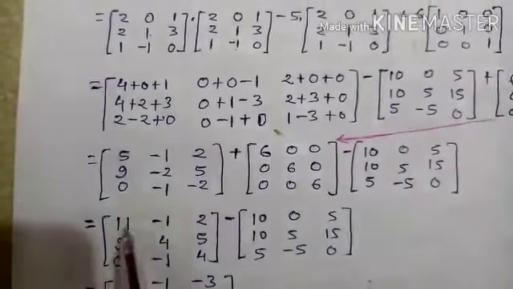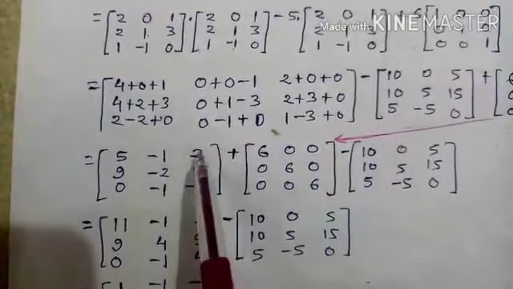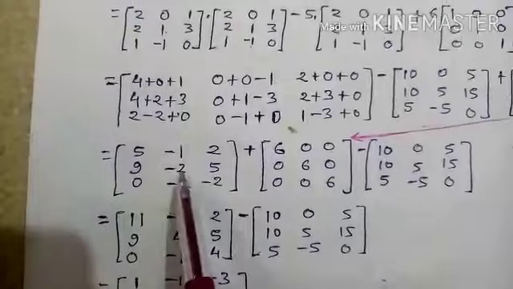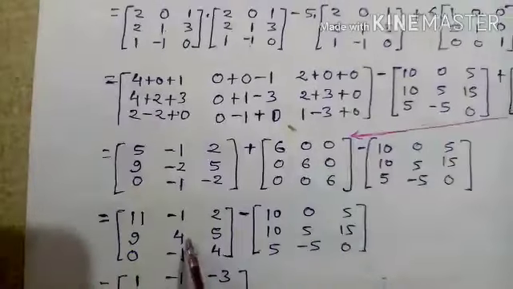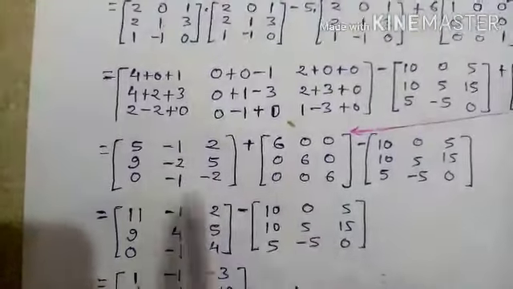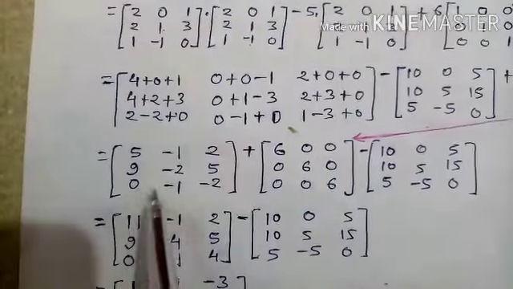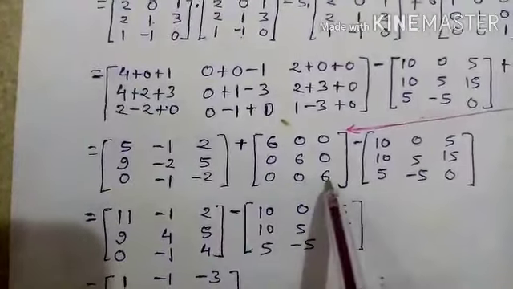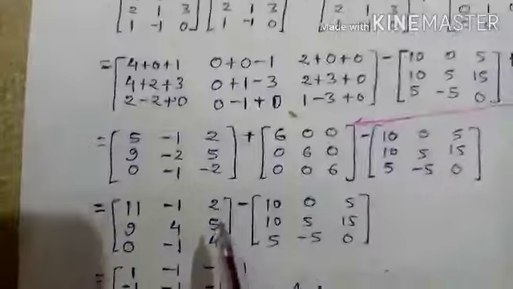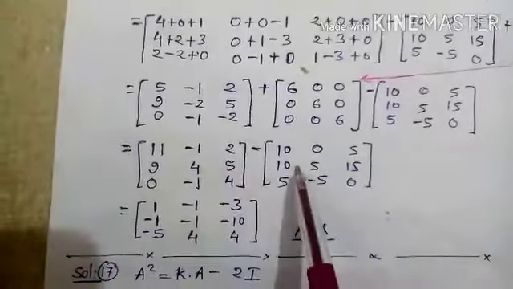So 5 plus 6, that is 11, minus 1 2 as it is, 9 as it is, minus 2 plus 6, minus 2 plus 6, that is 4, the remaining element as it is, and now 0 minus 1 as it is, and minus 2 plus 6 once again 4. Now last step, find the difference.